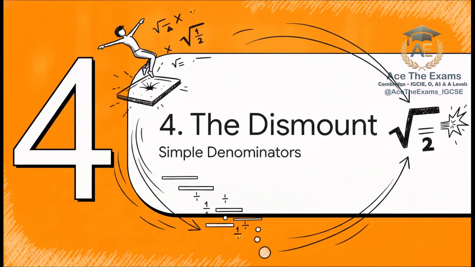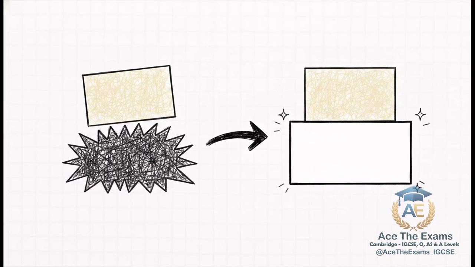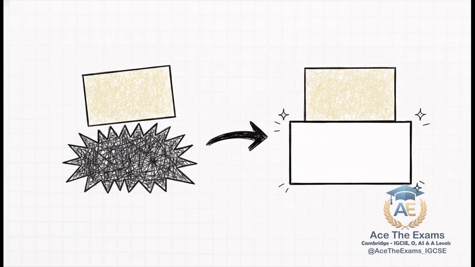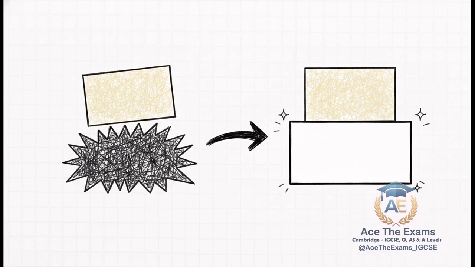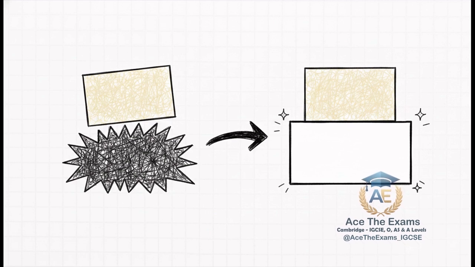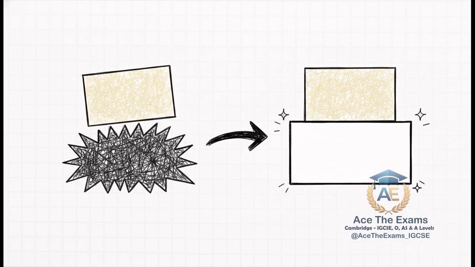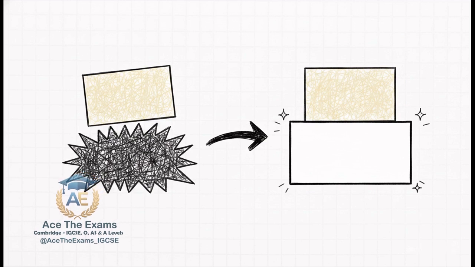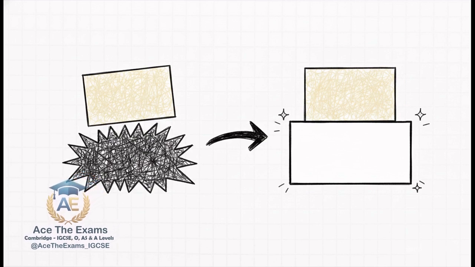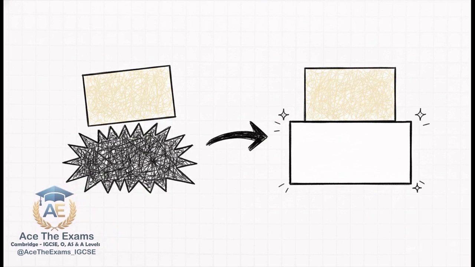Moving on to Section 4, the dismount, simple denominators. So, we often hear the term rationalizing, but what does that actually mean? Rationalizing a denominator is simply the process of manipulating an irrational fraction so that the bottom number, the denominator, becomes a nice, clean, rational number. And the absolute key here is that we have to do it without changing the overall mathematical value of the fraction. Having a rational number on the bottom just makes the fraction infinitely easier to work with in complex equations.